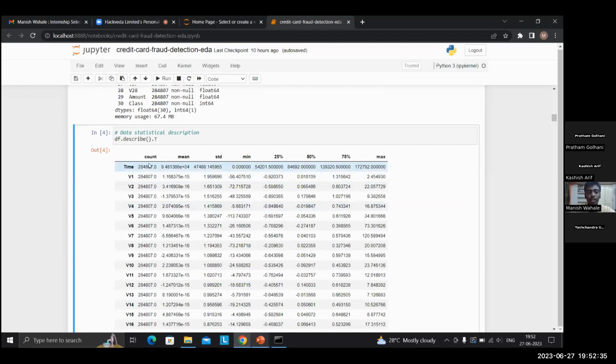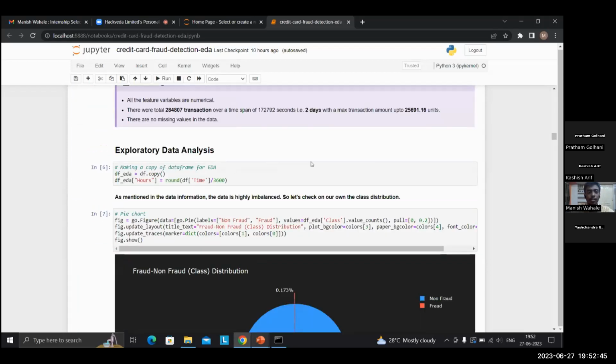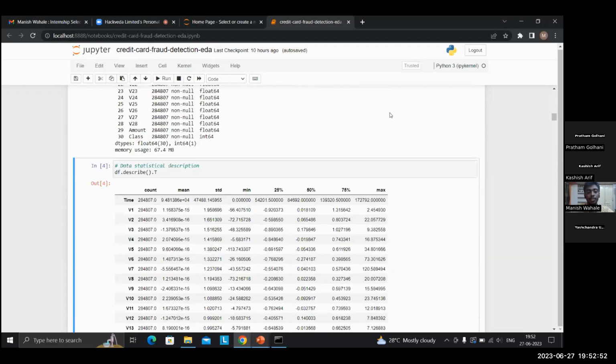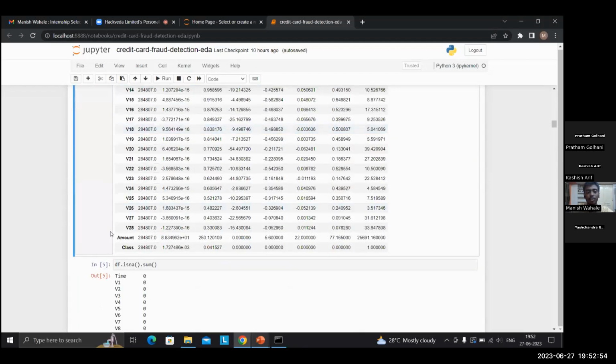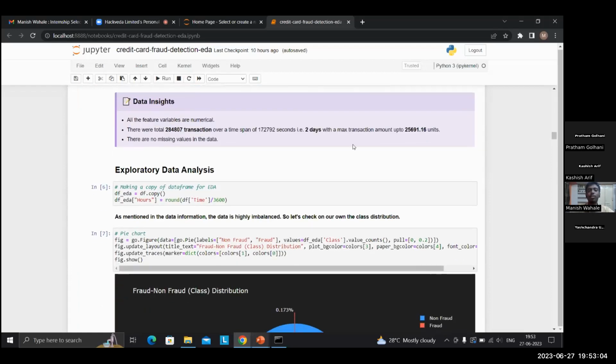So for example, if the time was negative, the data quality would have been bad. That's not the case here. Again, the maximum transaction amount is 25691 units. We can also check here that the minimum value is 0 and the maximum is this only. So amount also has no fishy values or ranges. The data quality is quite good here, and there are also no missing values present in our data.